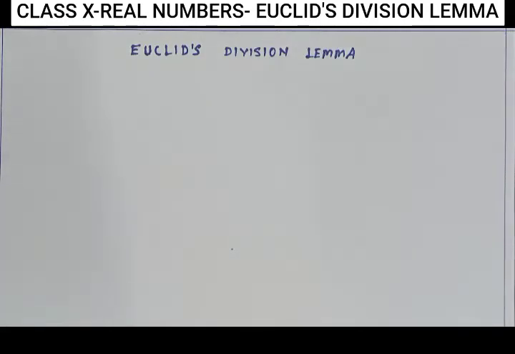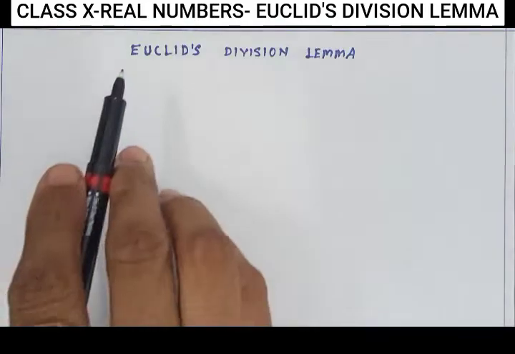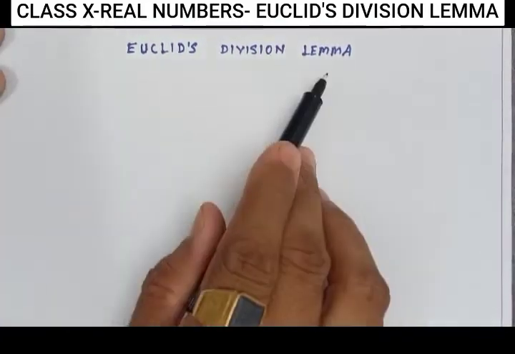Do you remember what HCF is? The full form of HCF is highest common factor. This Euclid's division lemma will help us to find the HCF of any two numbers, or three numbers also. So we'll try to understand what this Euclid's division lemma is and how it forms. It is made up of three words: Euclid's division lemma.